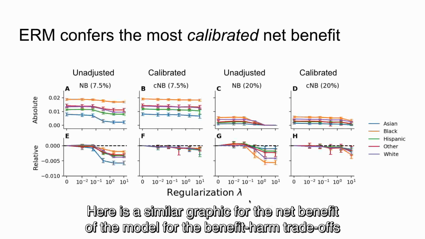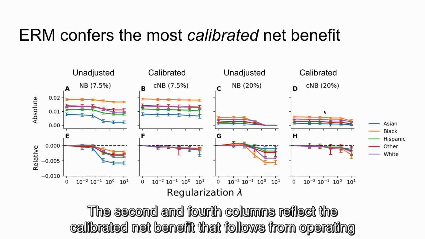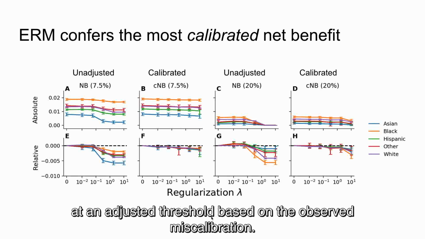So here's a similar graphic for the net benefit of the model for the benefit-harm trade-offs implied by the use of a threshold of 7.5 or 20%. The second and fourth rows reflect the calibrated net benefit that follows from operating at an adjusted threshold based on the observed miscalibration.